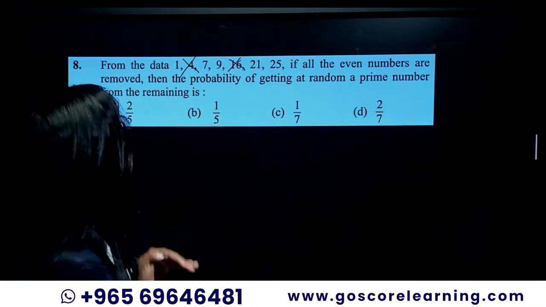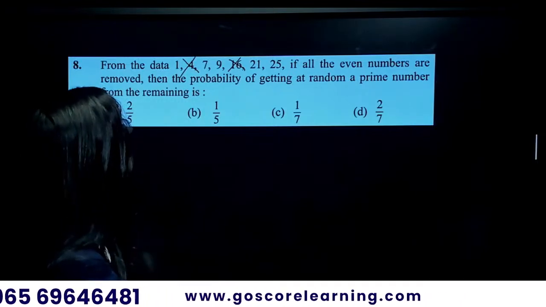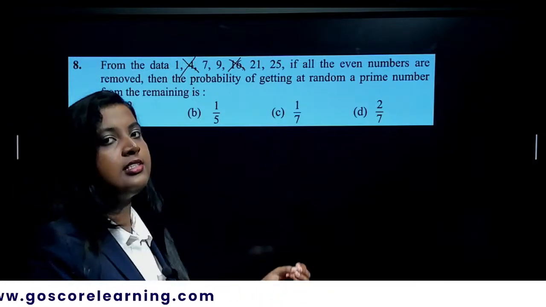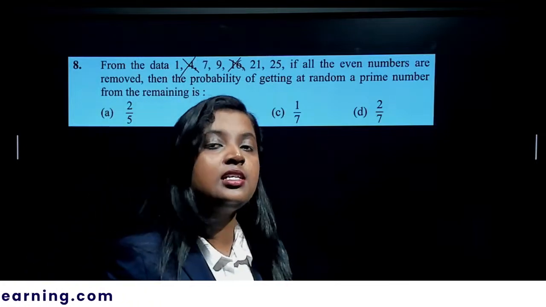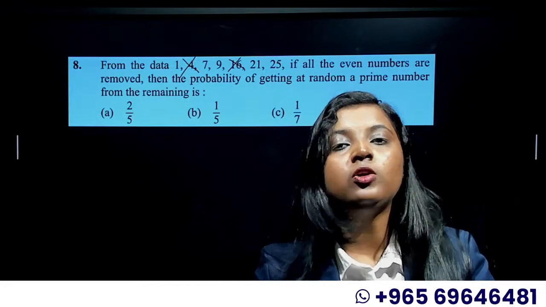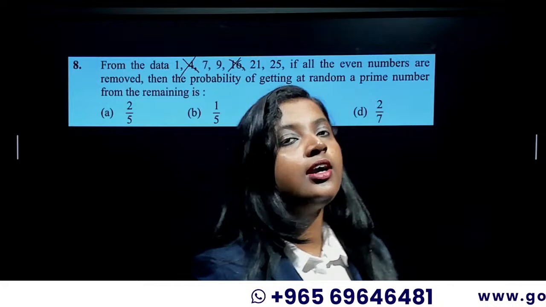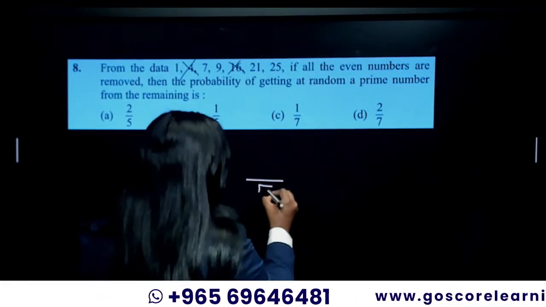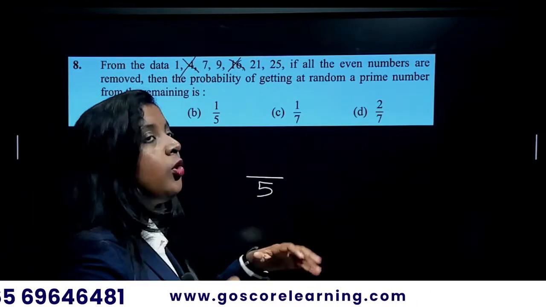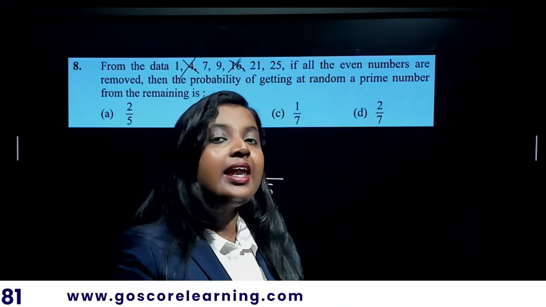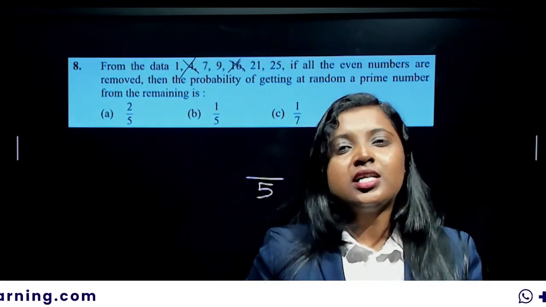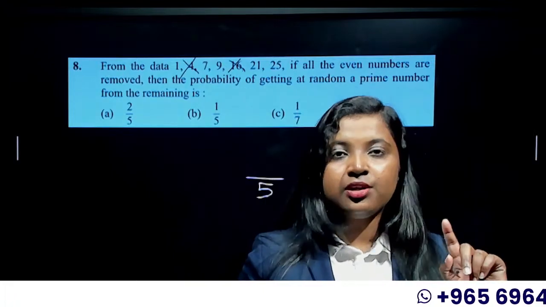Okay, so from the data, if all the even numbers are removed, then the probability of getting randomly a prime number from the remaining. So we just eliminated all the even numbers, and now the probability of getting a prime number. So what is the total number? We just have 5. So the denominator is going to be 5, and we need to find the probability of getting a prime number. What are prime numbers? The numbers that have only 1 and that number as their factors. So 1 is neither prime nor composite. We know that.